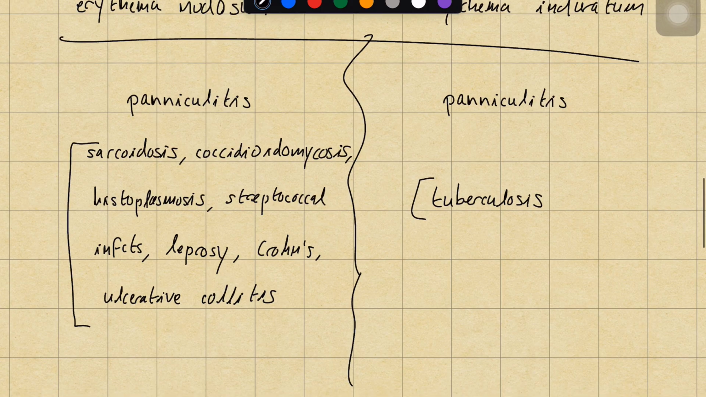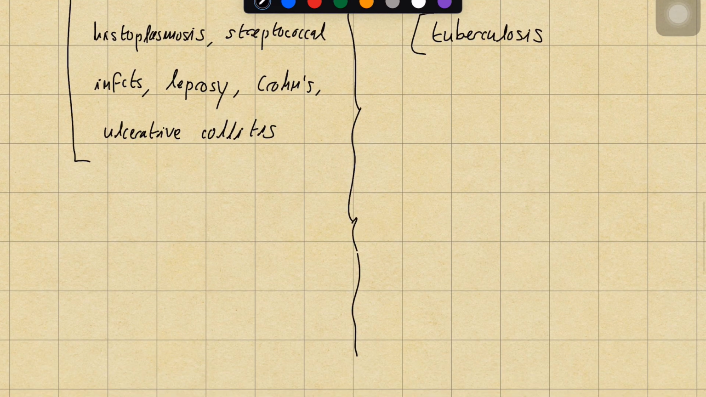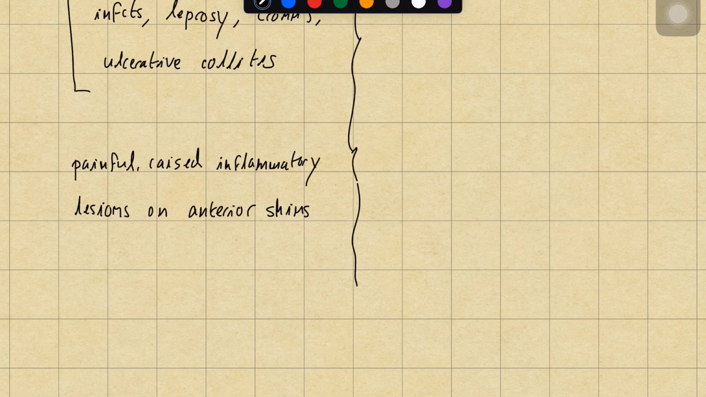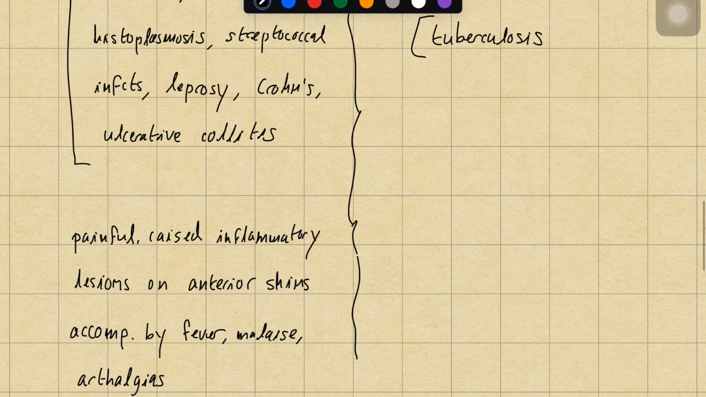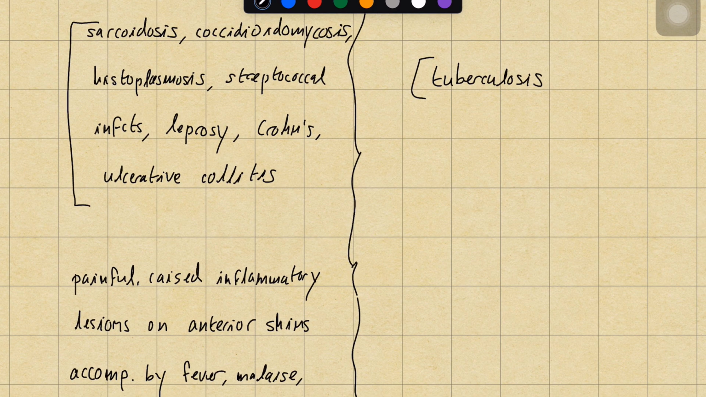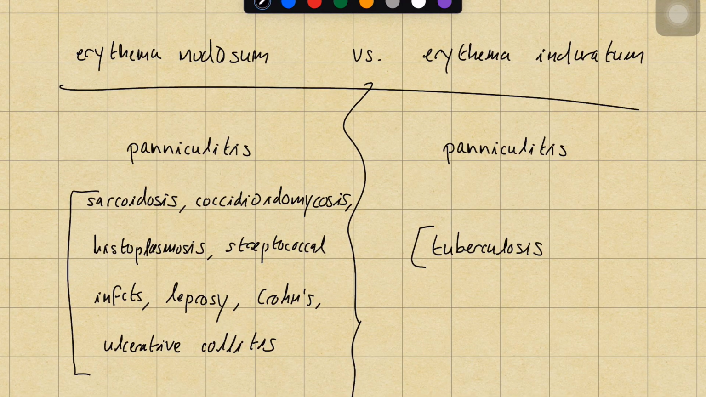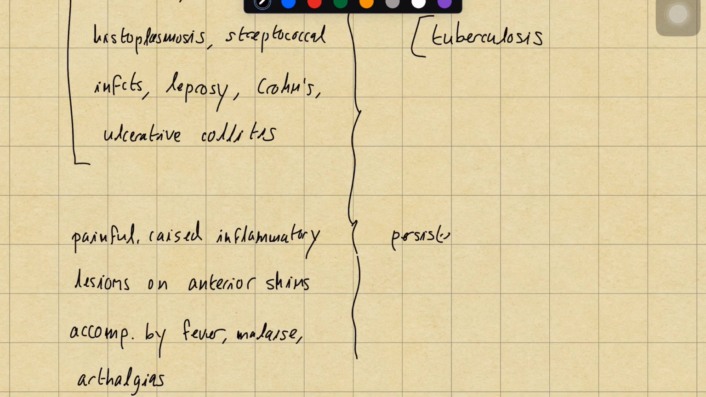For erythema nodosum, in its clinical presentation, you'll see these painful, raised, inflammatory lesions, specifically on the anterior shins. They like to appear there. An important clinical pearl is that you'll see it accompanied by other signs of infection, such as fever, malaise, and even arthralgias. That makes sense, given that so many of these fungal, bacterial, systemic, and autoimmune conditions can cause erythema nodosum.